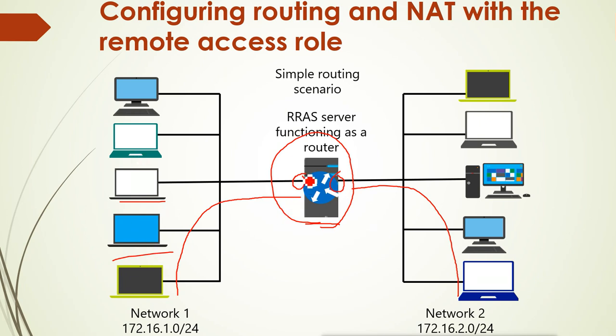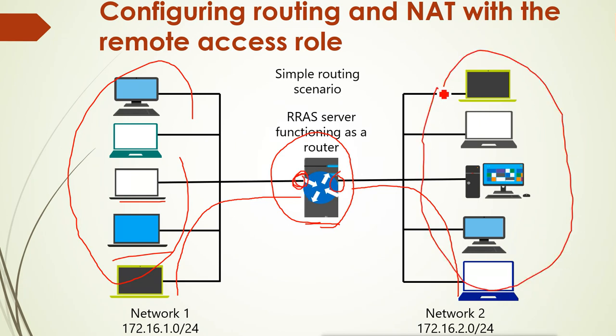That means in this network, we will configure the gateway as the IP address of this interface of the remote access server, and on the other network we will configure the gateway as the IP address of the other interface of the remote access server. So when they want to go out of their network, they will send the request to this router. This is actually our remote access server, and it will do the routing and send the data to the other side.